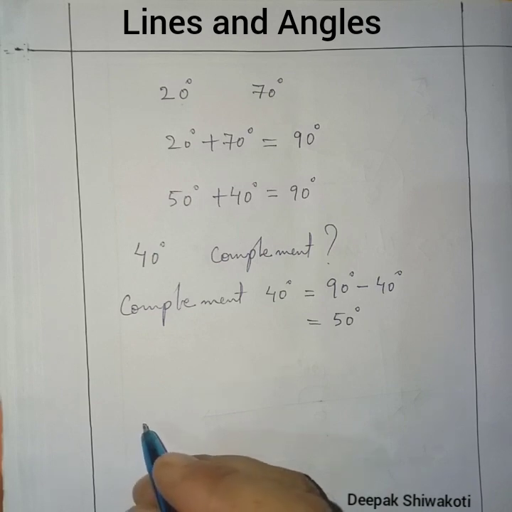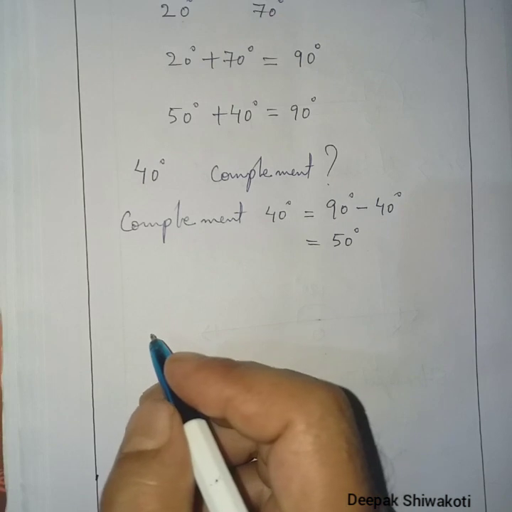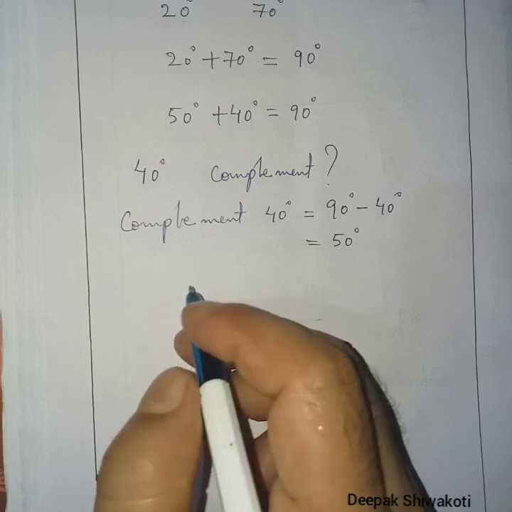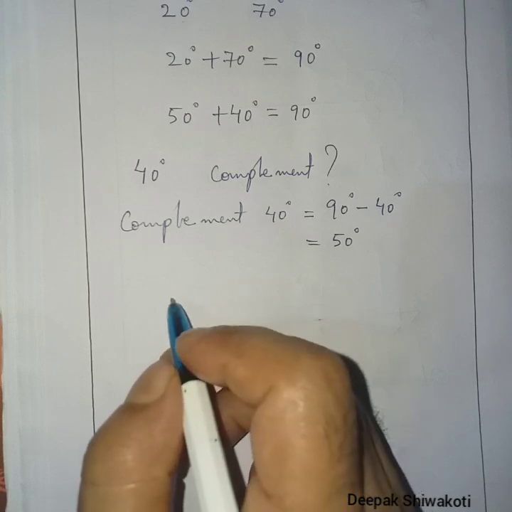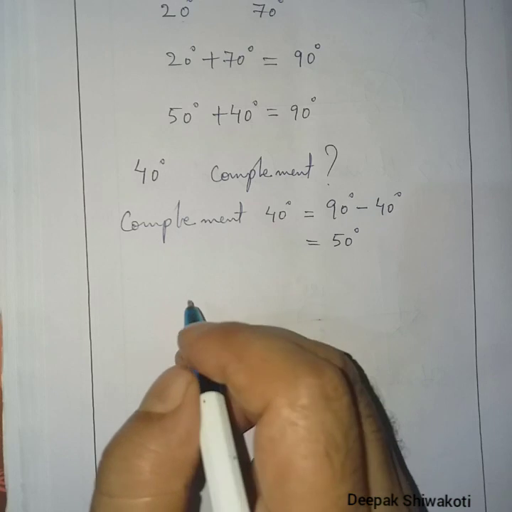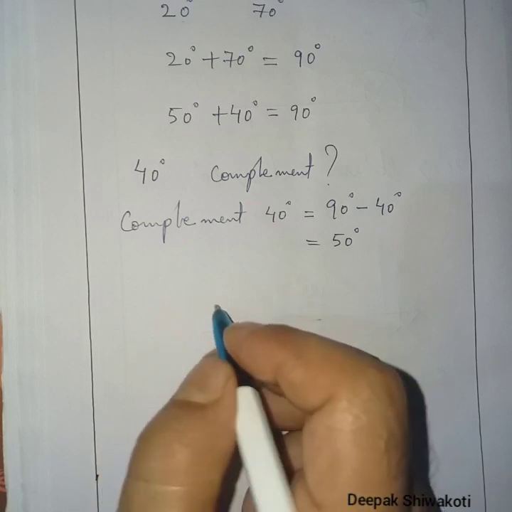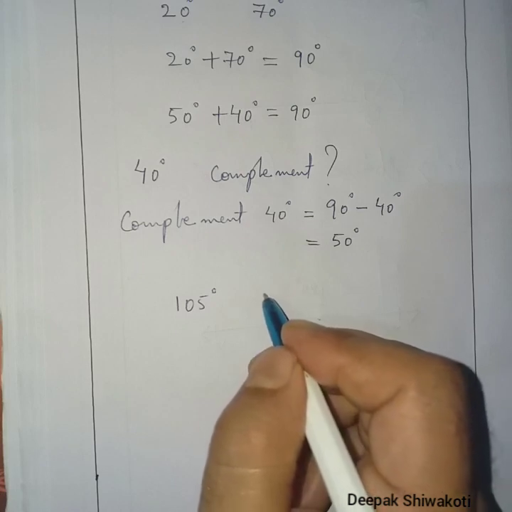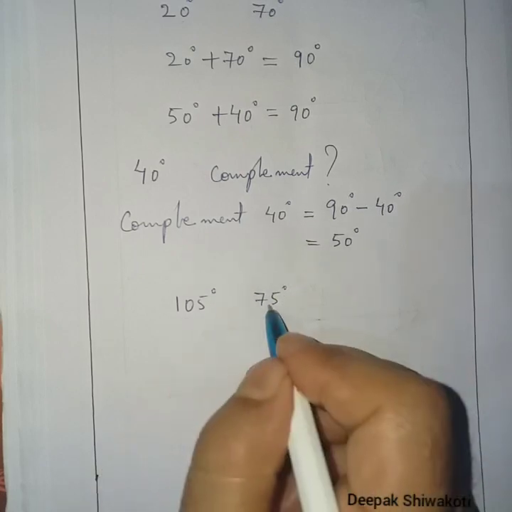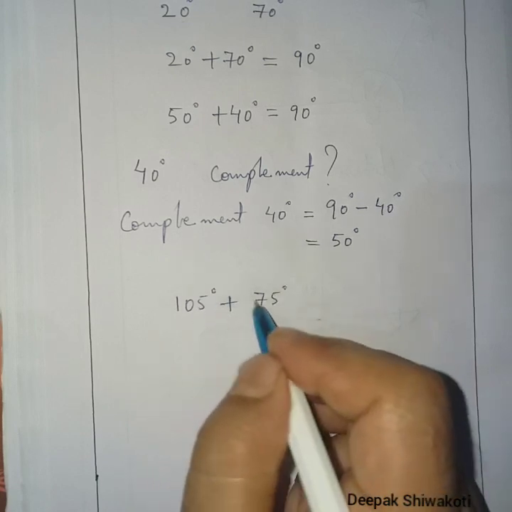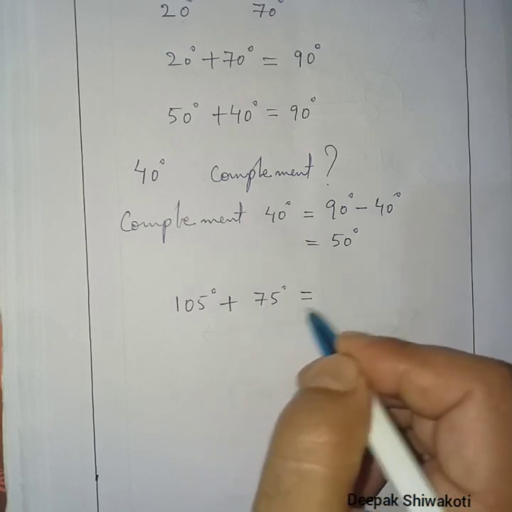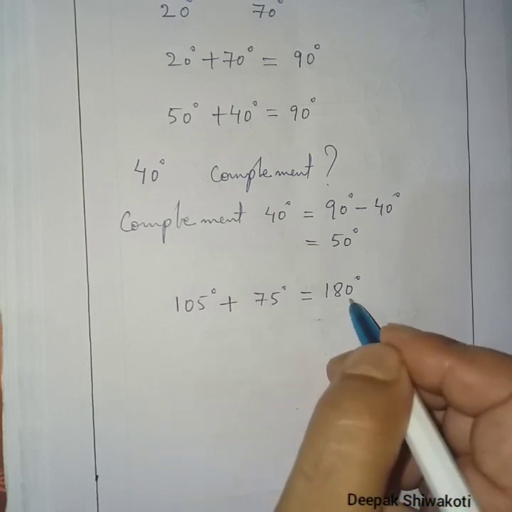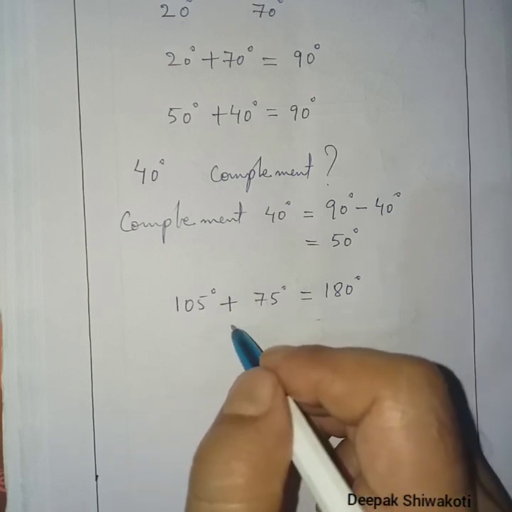Next is supplementary angle. Similarly, when the sum of the magnitudes of two angles is 180 degree, then those two angles are said to be supplementary angles. Like suppose here 105 degree is one angle and another is 75. When you add these two angles or when you try to get the sum of these two angles, you will get 180 degree. So when two angles added and the sum is equal to 180 degree, then those two angles are called as supplementary angles.